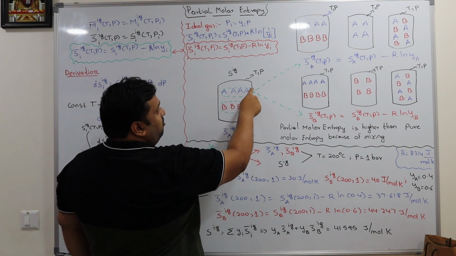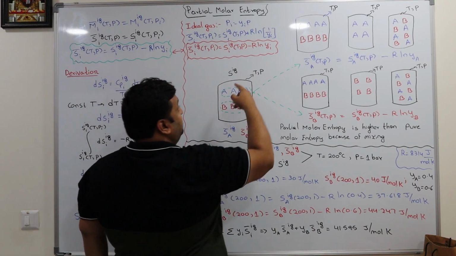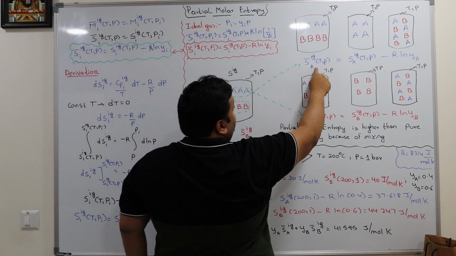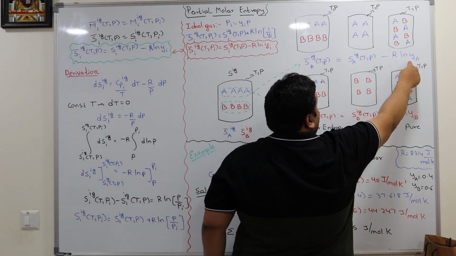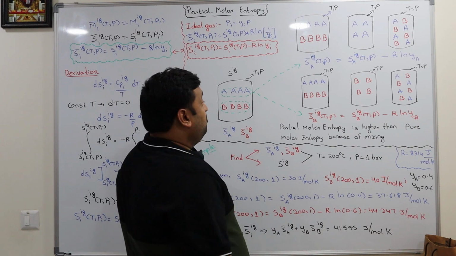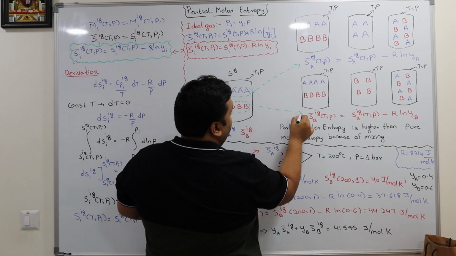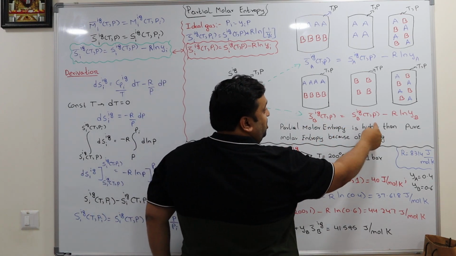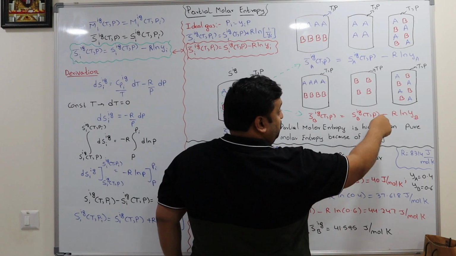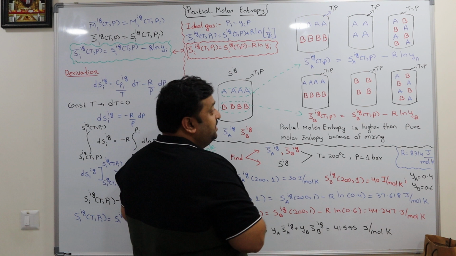If I want to find out the partial entropy of A, I have to apply this formula. What is the partial entropy of A? It is nothing but the pure entropy of A at T and P minus R ln Ya. What is the partial entropy of B in this mixture? It is nothing but the pure entropy of B minus R ln Yb.